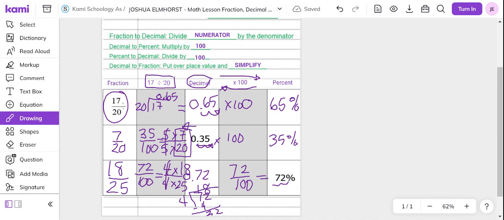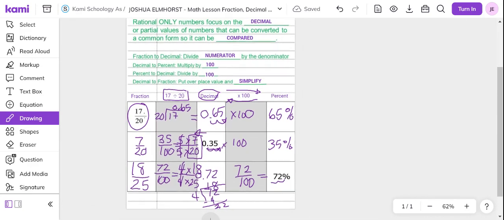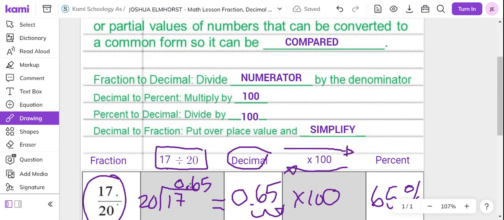So keep this in your journals. We're going to glue it into your journal on the next open page. And anytime we need to do a fraction, decimal, percent conversion, you can check the notes for the strategy.